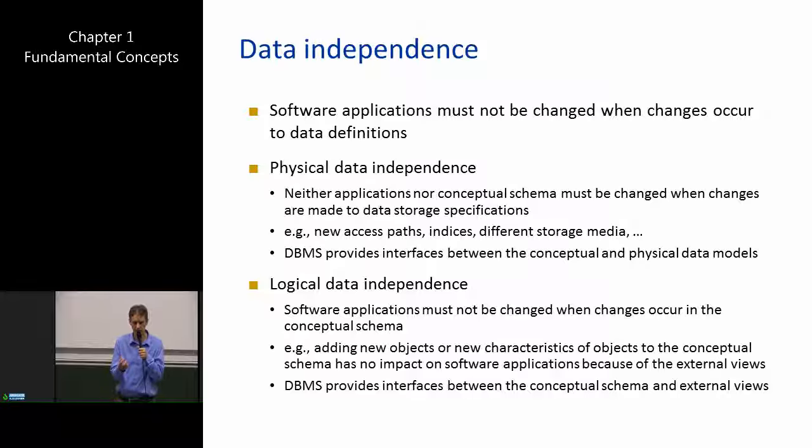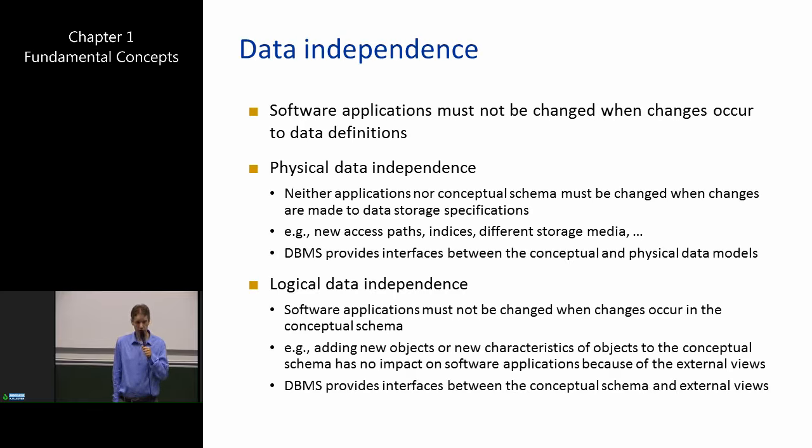An index is like a fast way to find information. It could also involve different kinds of storage media. Maybe at some point you decide to store information in the cloud, for example. Well, actually, physical data independence means that if you make those changes at the physical level, your applications will remain unaffected. They will keep on running. And if you're lucky, they will run faster. So by adopting physical changes, you can have physical data independence. Your applications will keep on running, and they might even run faster. And in order to achieve that, the DBMS is going to provide interfaces between the conceptual and the physical model.